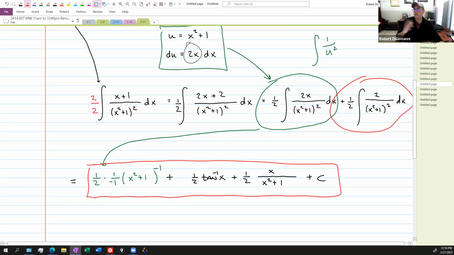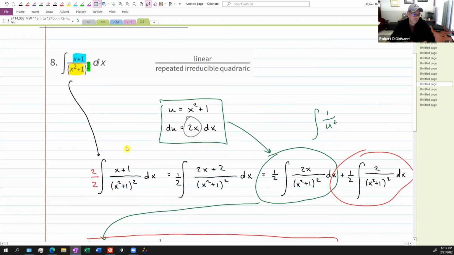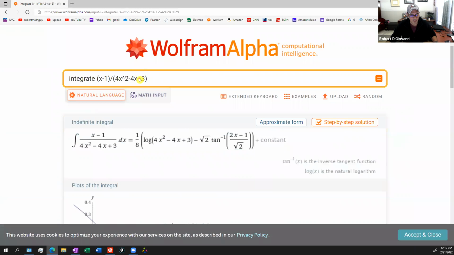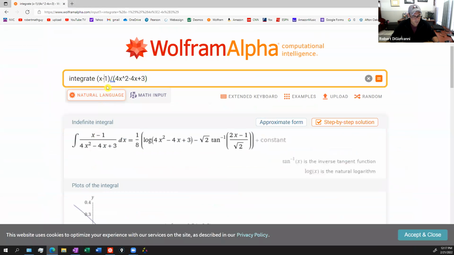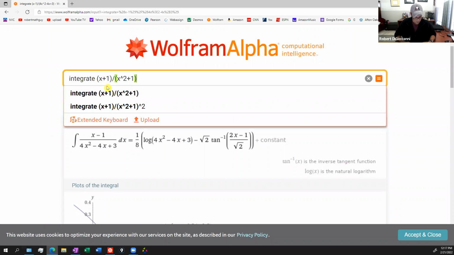Now, you could have maybe done this a different way. I don't know, maybe there's a more efficient way to do it. This path seemed to me to be the one that got us there. Curious, let's look at Wolfram and see what it does. It was x plus 1 over x squared plus 1, that quantity squared.